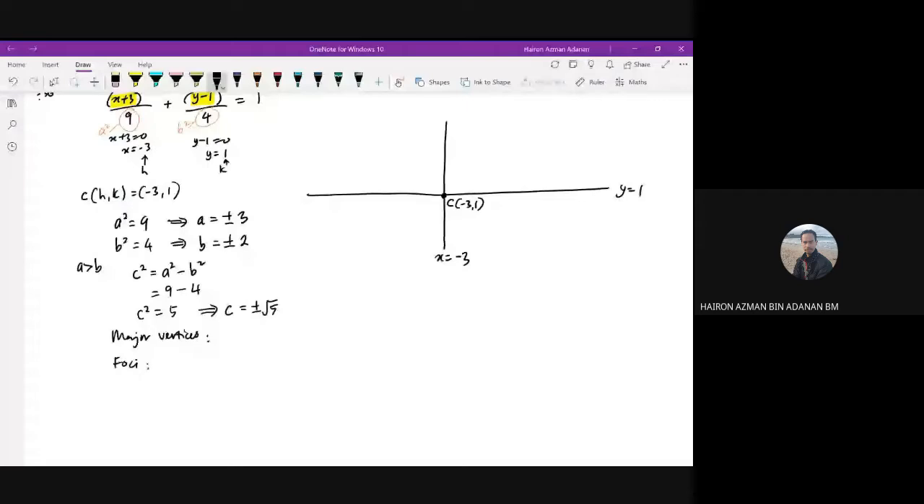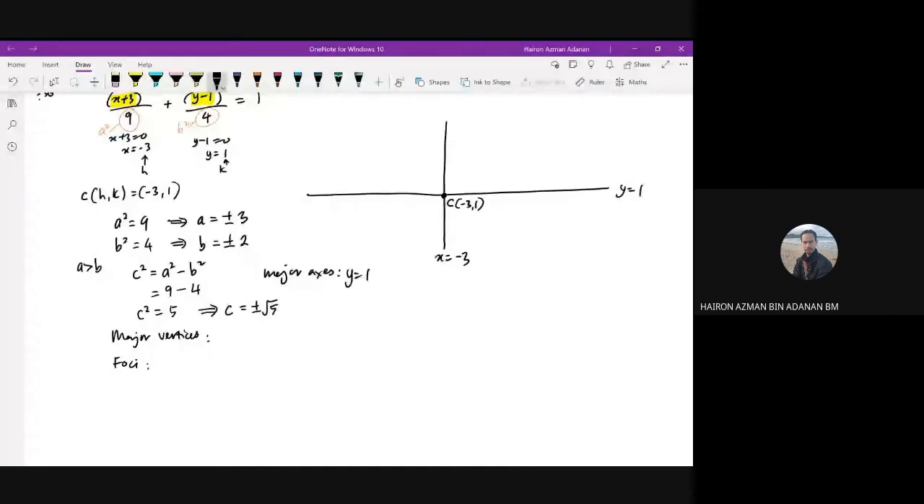Why? Because for your major axis, the value of A is bigger than B. A is under X, so parallel to X. Major axis is parallel to X. So the major axis is y equal to 1. Let me note here: major axis, y equal to 1.